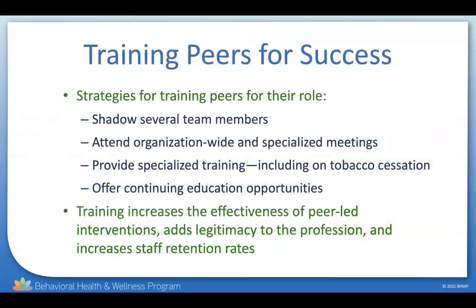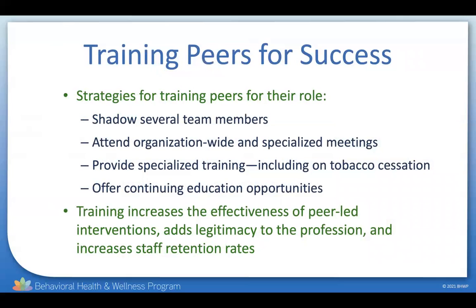And let's talk about training peers for success now. So once an organization has taken the necessary steps to prepare for peer-led services and hired a peer into their role, thoughtful onboarding and training can equip that individual to succeed in their new position. As a reminder from earlier in this presentation, I do want to reiterate that peers should be sufficiently advanced in their recovery prior to being hired. This aspect's really imperative to their success.